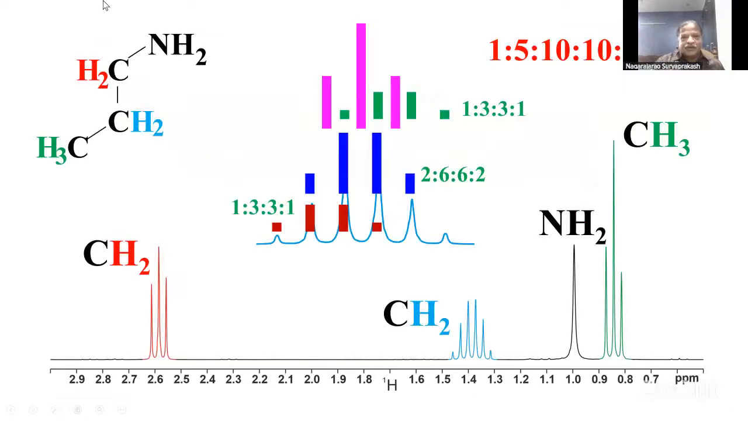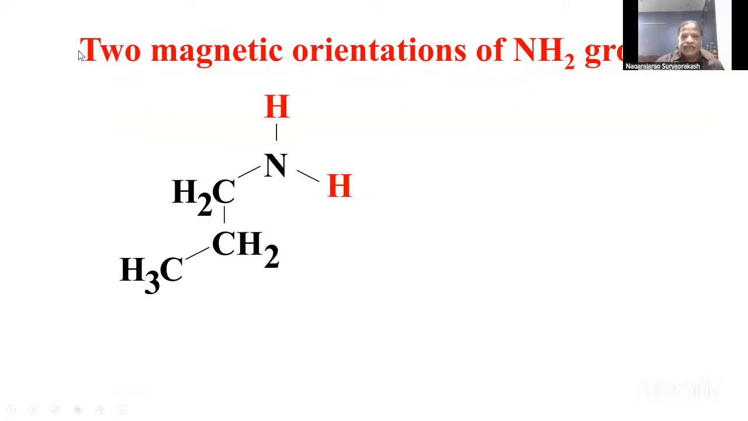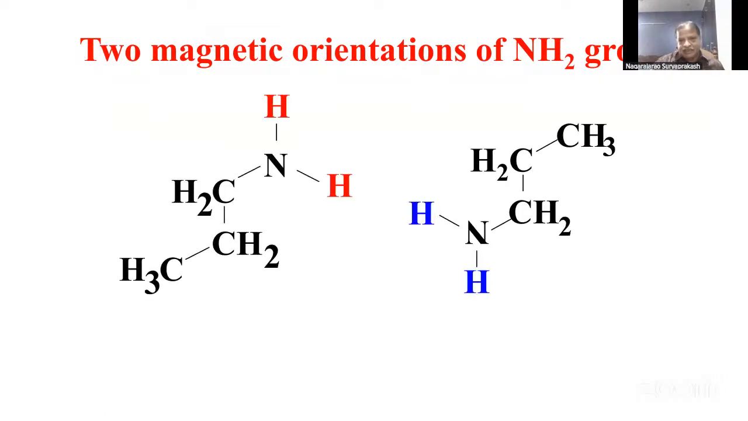Now you may ask me a question, what about these NH2 protons? Why is it not split by CH2? There are various explanations for this. There are 2 possible conformers for this molecule. I mean 2 magnetic orientations of the NH2 proton. It could be like this or it could be like this. And what is happening? There is a Brownian motion going on. There is 50% of the molecules with NH2 like this, and 50% of the molecules with NH2 like this.